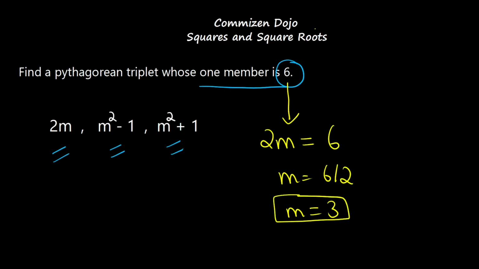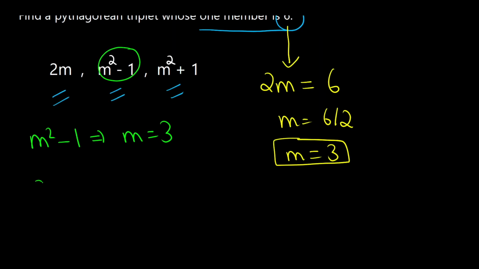Now the next step, what I'm going to do is, here I'm going to pick m square minus 1. So right here m square minus 1. Now I'm going to put the value of m is equal to 3. So this gives me 3 squared minus 1, which is 9 minus 1. This gives me 8 as the answer.